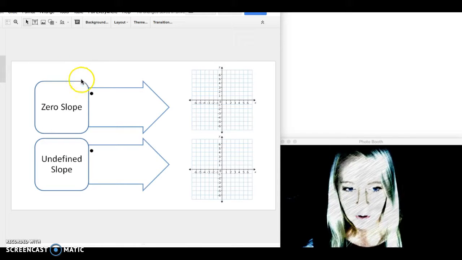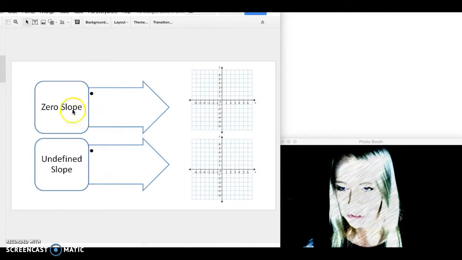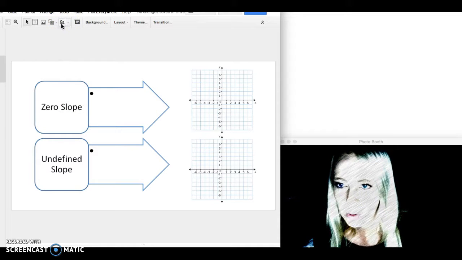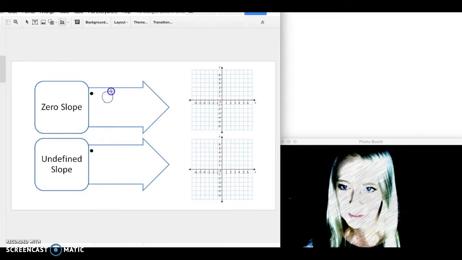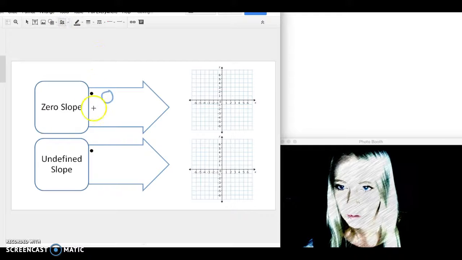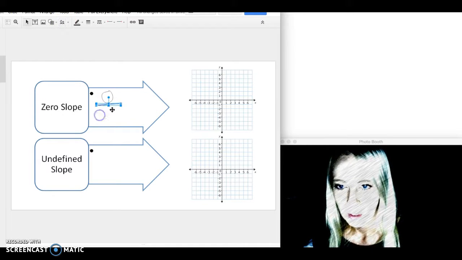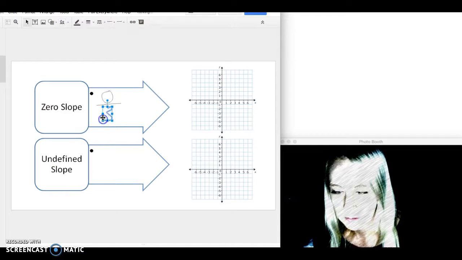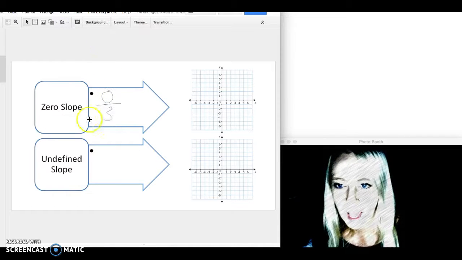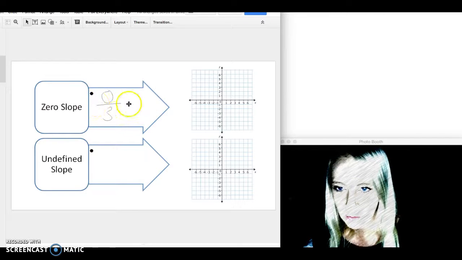Okay, so on your graphic organizer, we're going to fill out the section for zero slope. Now, when you have a slope that's 0, your numerator is going to be 0. So for example, if I say 0 over 3. Any slope that is 0 over some number is going to be a 0 slope.